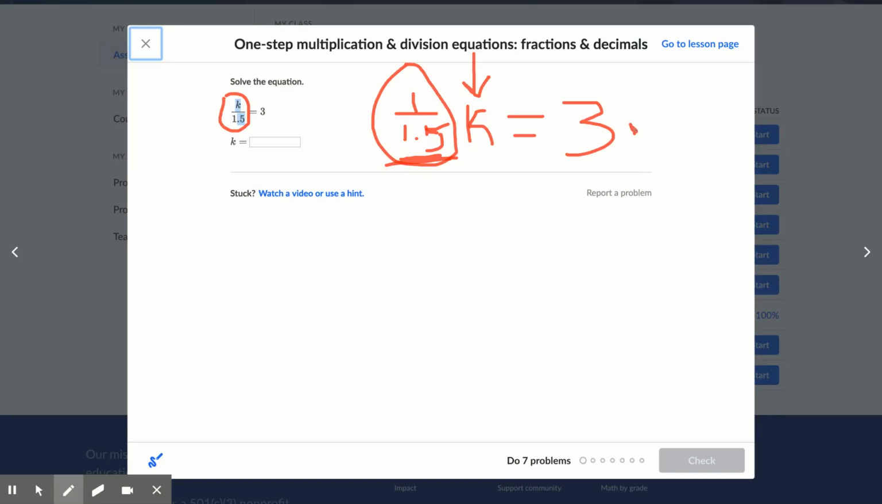So we're going to multiply this with the flip. This needs to go to the top, and then this needs to go to the bottom. That's how we flip it. And when I flip it, I need to multiply it. This is a multiplication symbol. Multiply it, and now the 1.5 is on top.